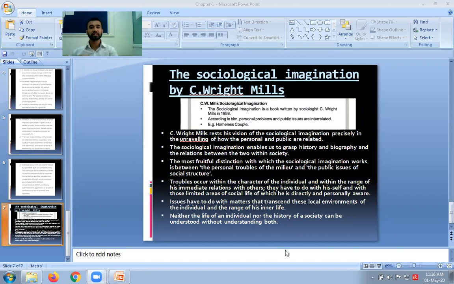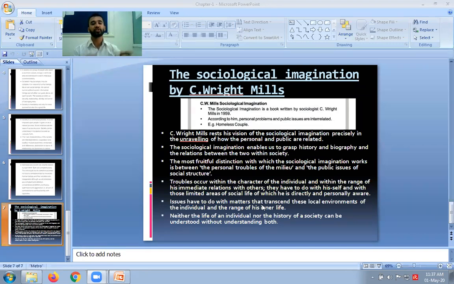And when there are personal troubles, the troubles are there in the local environment, in the milieu. I told you about the troubles of the milieu. So that's there in the life of a particular individual, and it also tells us the relationship that person has with others. It is what is going on in a personal sphere only. So personal troubles are related to the self and to the local environment. But when we talk about public issues, they go beyond local environments, and then only they become public issues. Then only they get more highlighted, and they come out with more intensity than personal troubles.